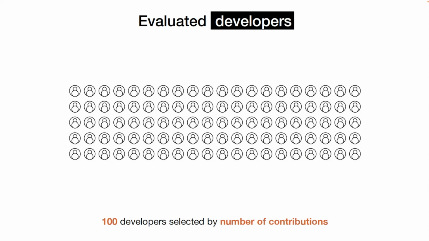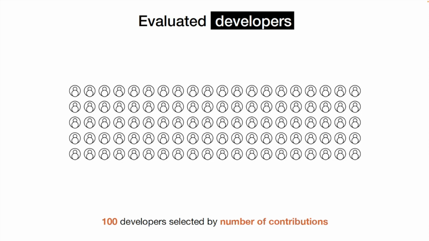And also, we create this dataset for 100 developers that are selected by number of contributions in the Apache organization. That means that we have 100 developers, 100 training sets, and 100 models that are developer-specific. So in this case, we can create a very large-scale empirical study.